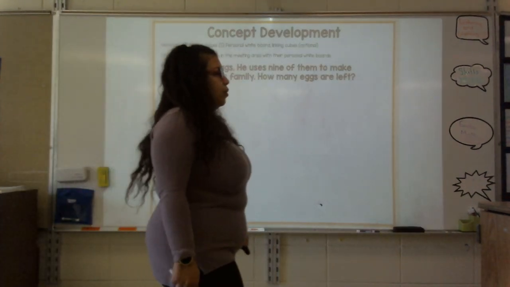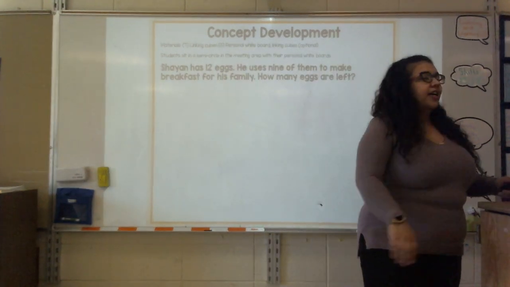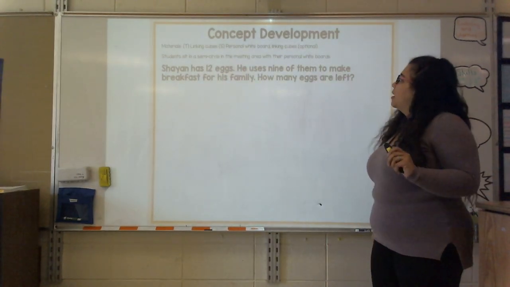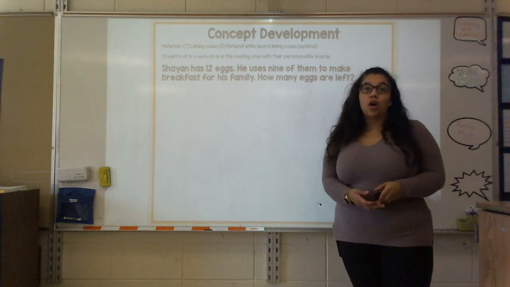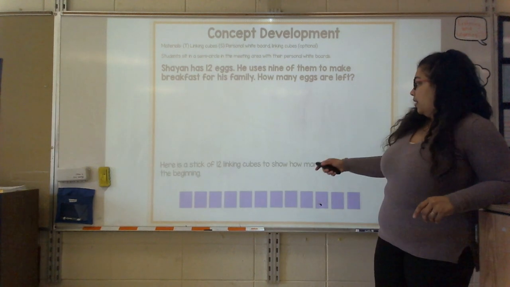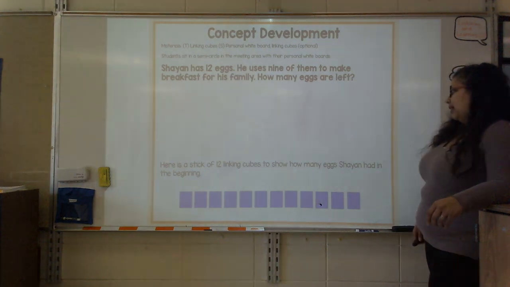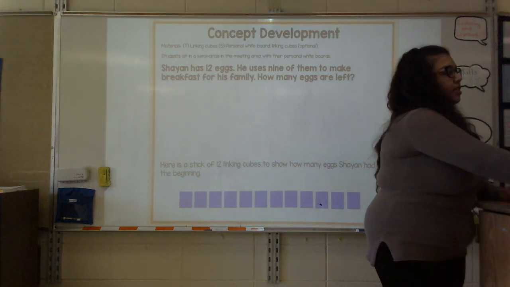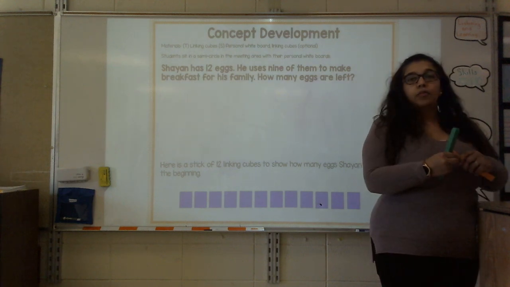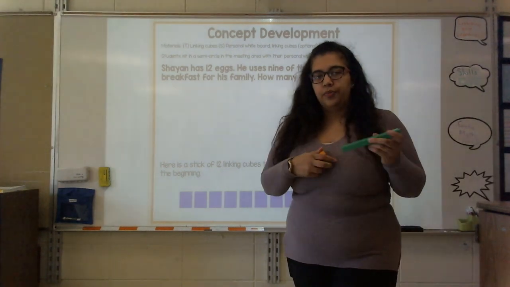All right, so we see it tells us that Cheyenne has 12 eggs. He uses 9 of them to make breakfast for his family. How many eggs are left? All right, so here is a stick of 12 Lincoln Cubes showing how many eggs Cheyenne had in the beginning. Because it's subtraction, we start with the whole. I'll show you it with my cubes here too.